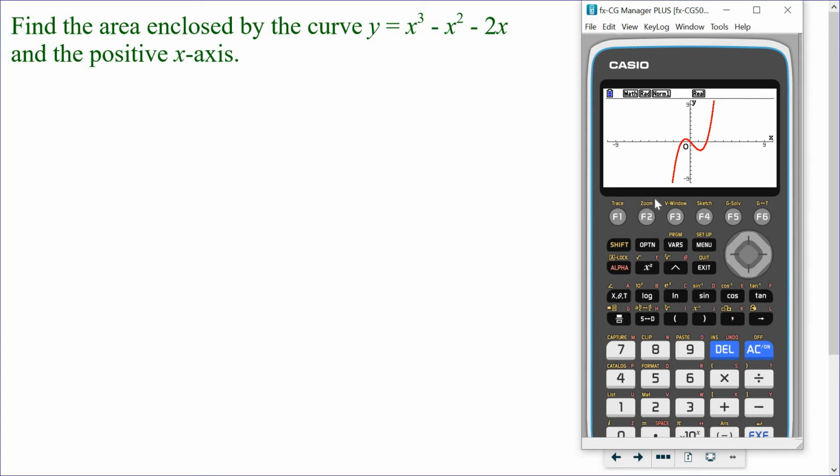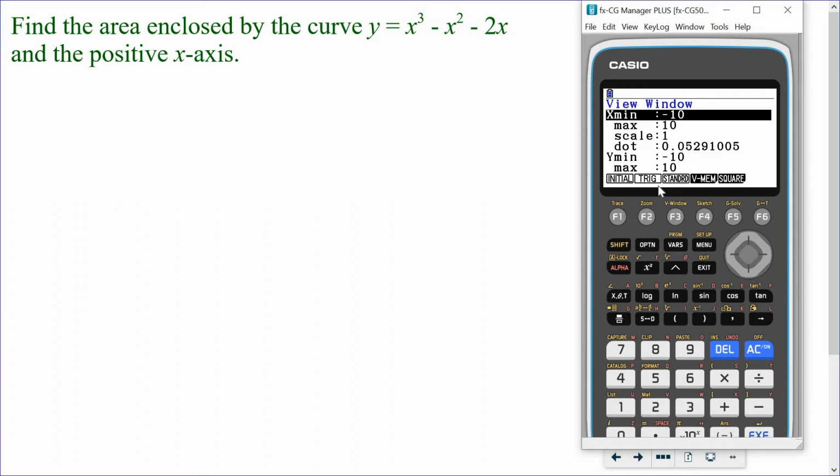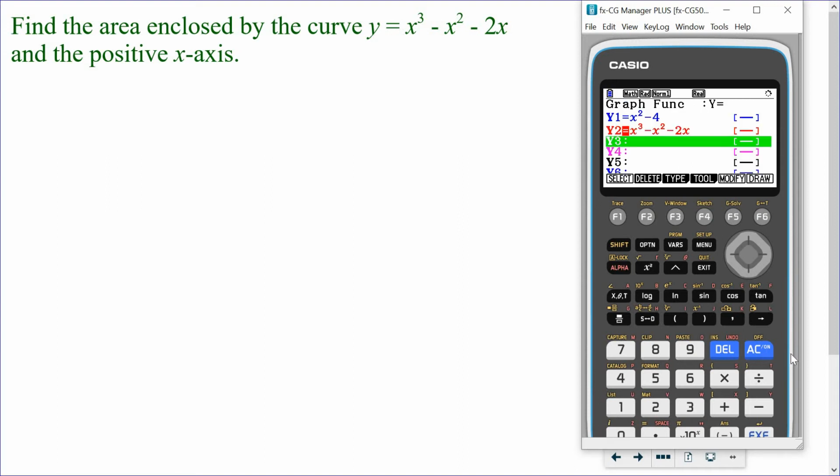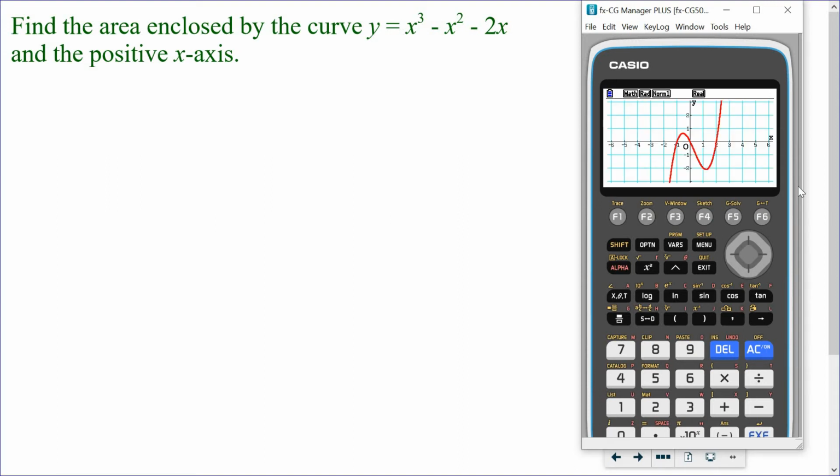Okay, I think I'll change the view window just so it's easier to see the areas. So I'll use the initial axes. Right, there we go. So we want to get the area between the curve and the positive x-axis. So that's this right-hand bump down there. Okay, we can use the same process.